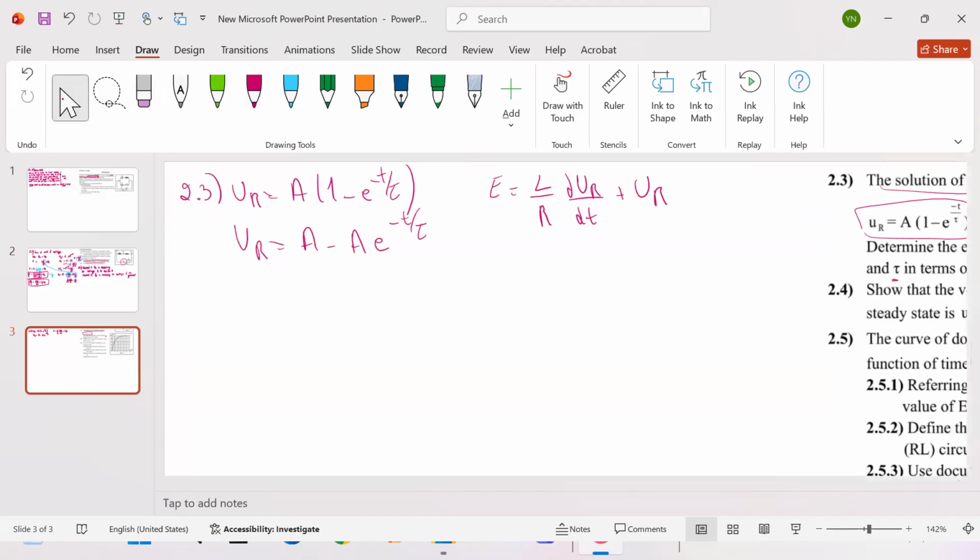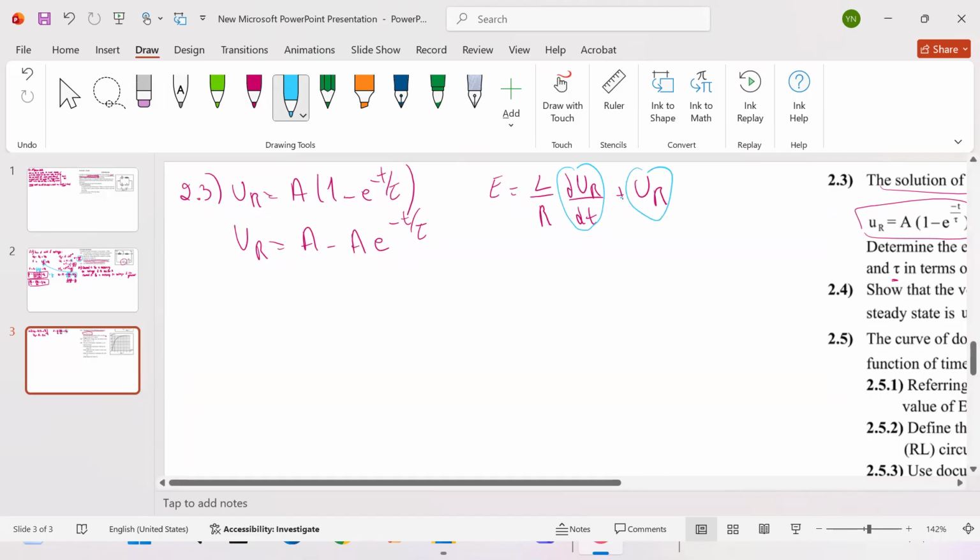Okay. Now, as I can see, I have a derivative in the differential equation and I have the solution. The solution is already given. Great. Now, my only thing that is missing is dUR over dt. I have to find it before replacing anything. So we have to find the derivative of this expression. The derivative of A, which is a constant, is 0. But when A is multiplied by a variable, it doesn't disappear. So we have to keep here A and the exponential.